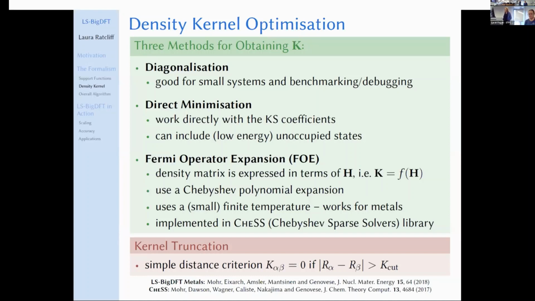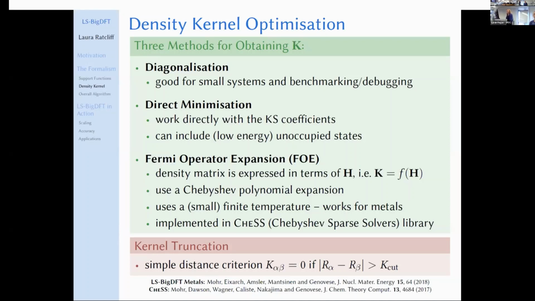We also have what we call a direct minimization approach. So we still have the support functions, but then we go back to working with the Kohn-Sham orbitals and work with those coefficients. So we're not completely getting rid of the coefficients, but it has the advantage that you can get some of the unoccupied states, which for certain applications, as we'll see later, can be useful.